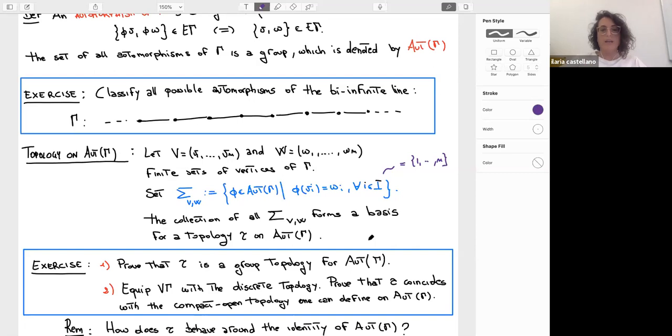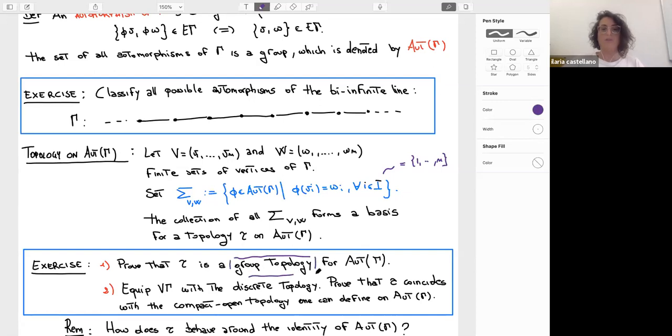So actually, this collection defines a topology that I'm going to call tau on the automorphism group of gamma. But what we need to prove is that this topology is compatible with the algebraic structure of Aut of gamma. This means that we have to prove that composition and inversion are continuous maps. So this is what I mean when I write here group topology.